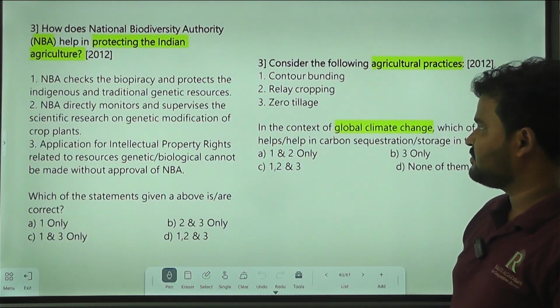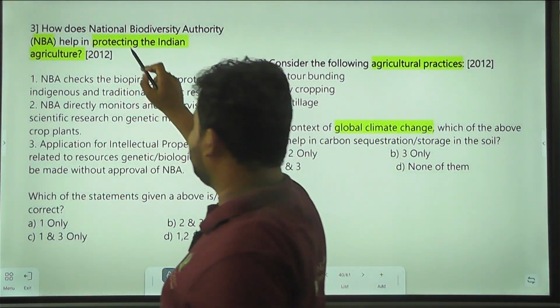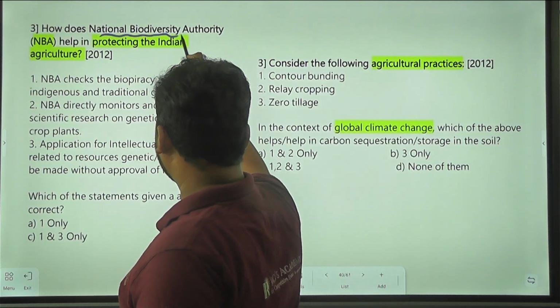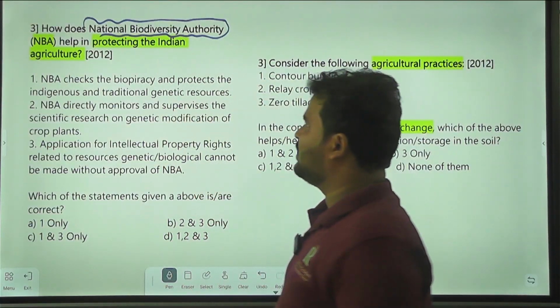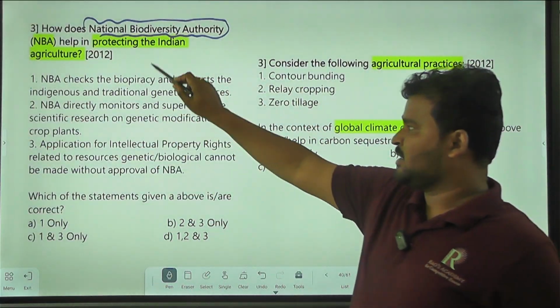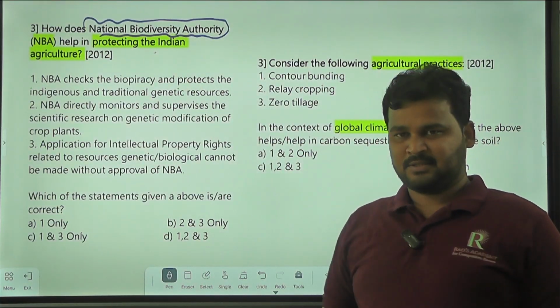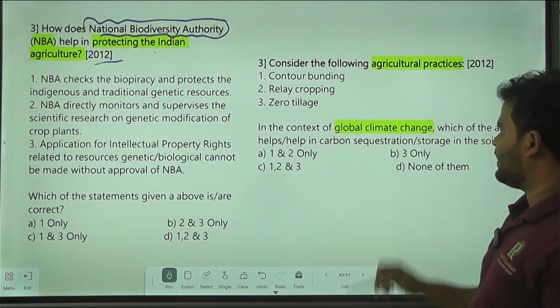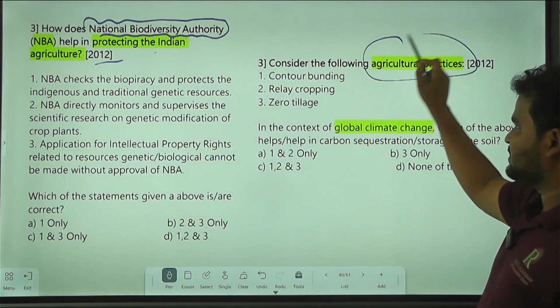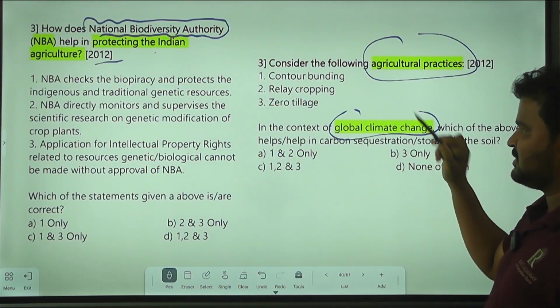Next after that, NBA, meaning National Biodiversity Authority. How does the National Biodiversity Authority help in protecting Indian agriculture? The question is from 2012, and agriculture practices, global climate change.